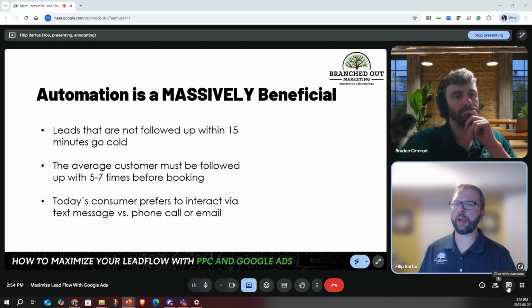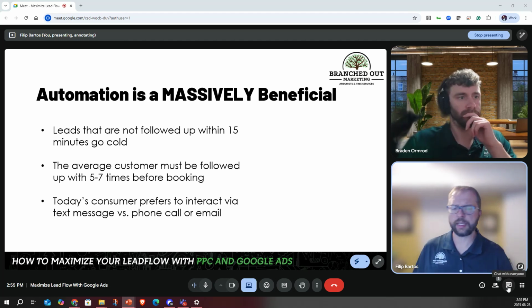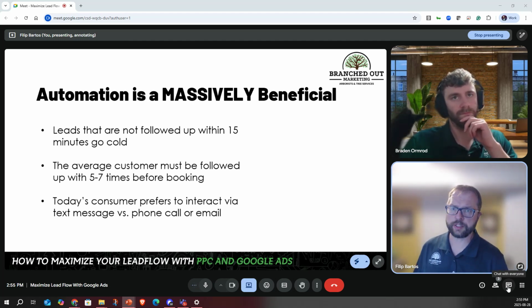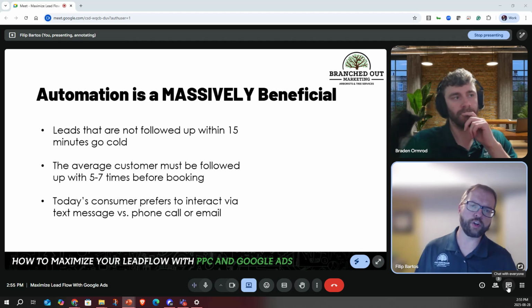So that's why automation, and we talked about it last week, is such a good complementary piece to help the conversions in terms of the leads that are coming through that you've generated through your PPC campaigns.